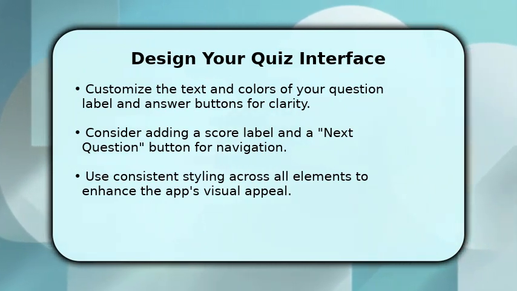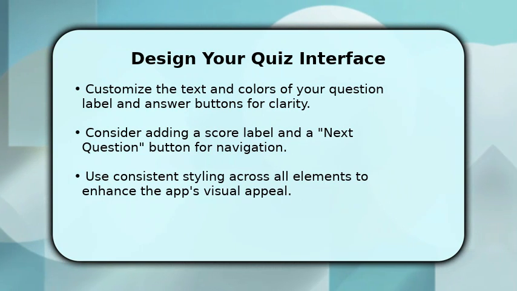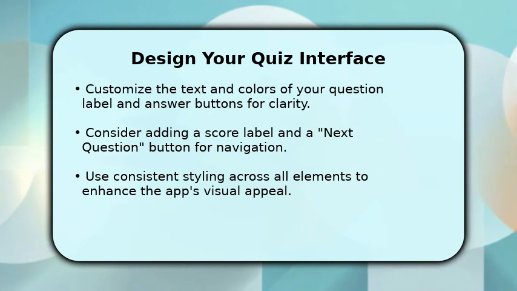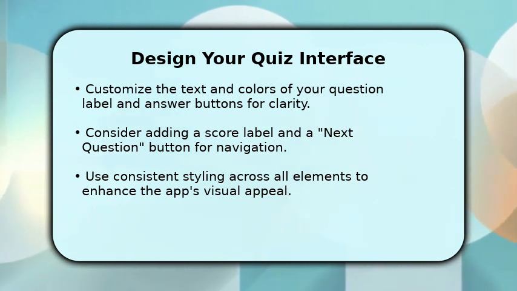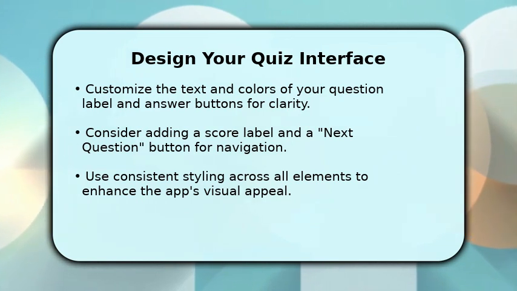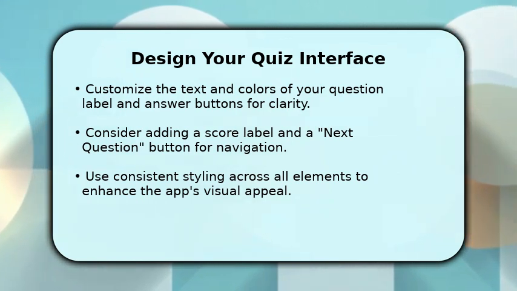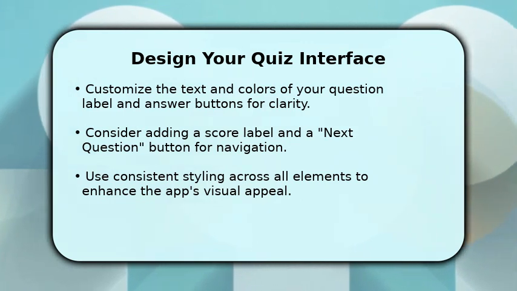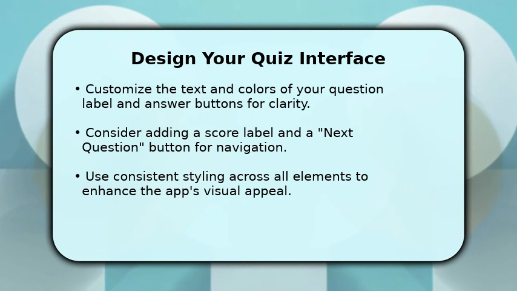Now, let's focus on making our quiz app look great and function smoothly. Customize the text and background colors of your question label and answer buttons to make them visually appealing and easy to read. You might also want to include a dedicated label to display the user's current score and a next question button to advance through the quiz. Remember, consistent styling across all elements, like using a uniform font size of 24 points, significantly improves the user experience.